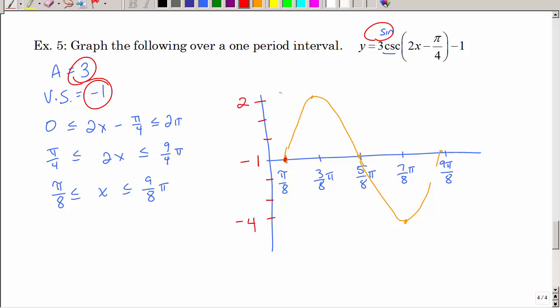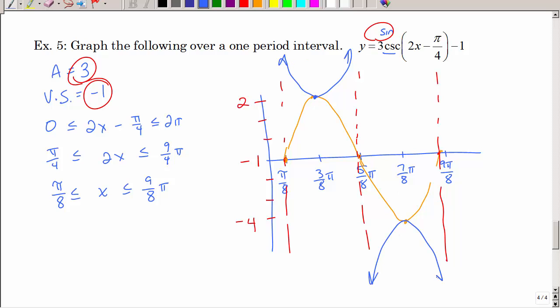Every place it crosses the horizontal axis, put an asymptote. And then I'm going to do my flipping. So from here, instead of going down, it's going to go up between the asymptotes, down. Now, if you wanted to, it's real easy on a computer. I could go back and erase my sine wave so you can just see your cosecant wave. So graph it just like sine, then just put in your asymptotes and flip the things.